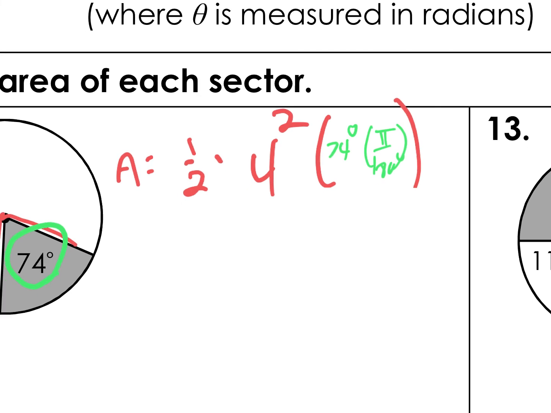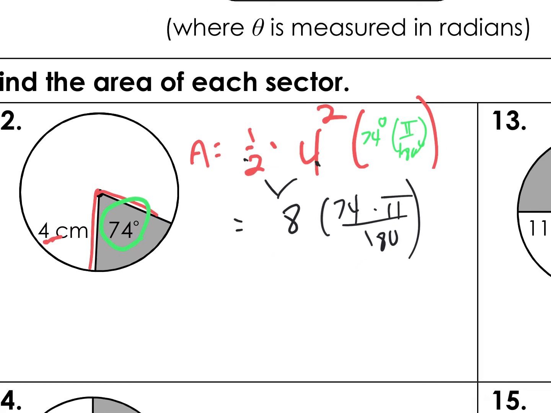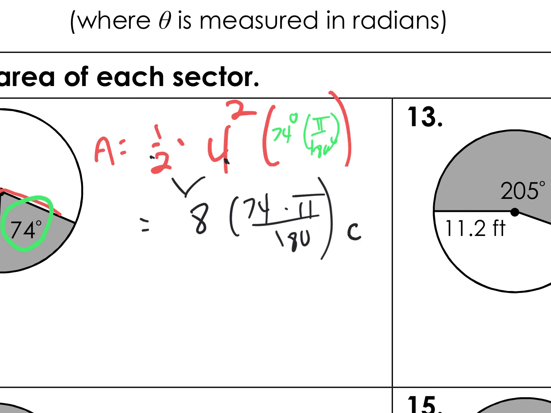A lot of magic happens, but I'm just going to write this out. What's 1/2 of 16? That turns into 8, doesn't it? That helps my calculator a little bit. I still have my 74 times pi over 180. And the unit was in centimeters. Well, that's a very small pizza. Centimeter squared is my area. Now, could somebody please key that in and get my approximate answer?